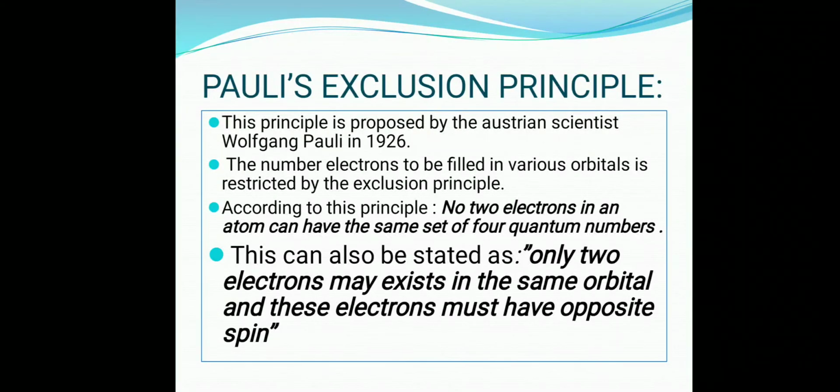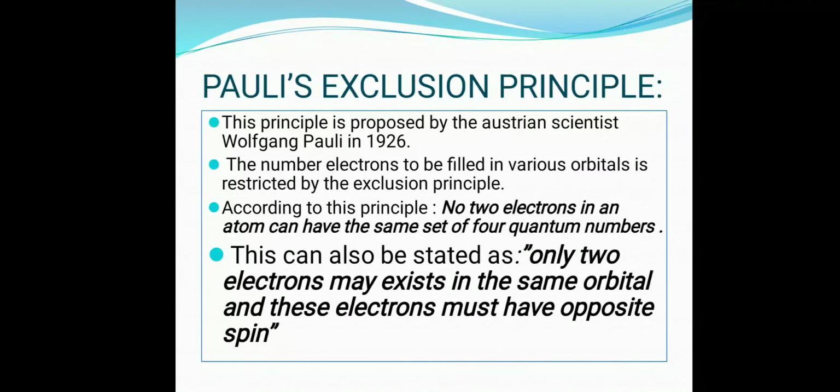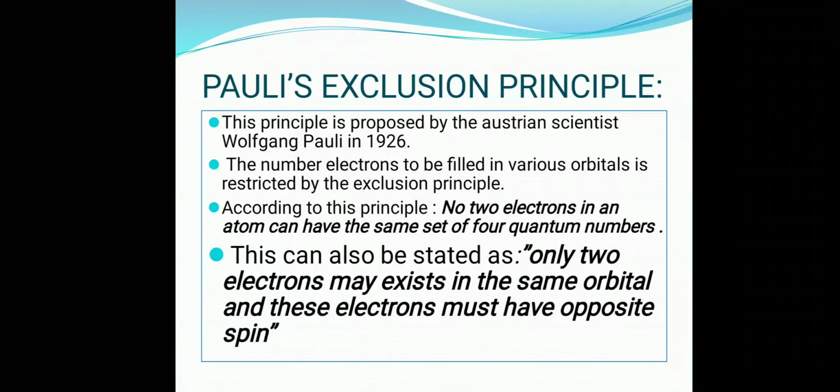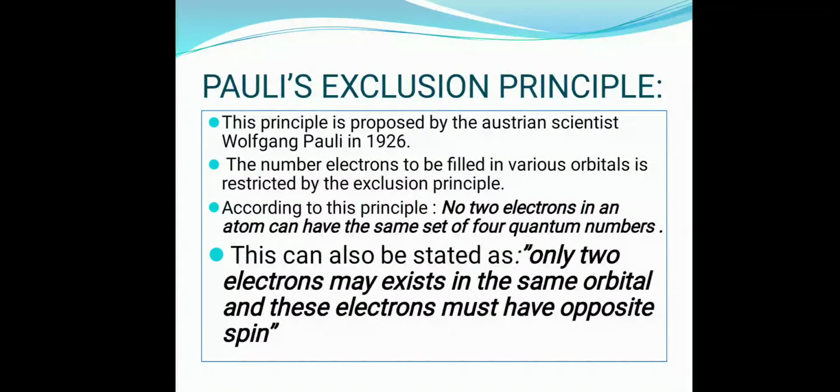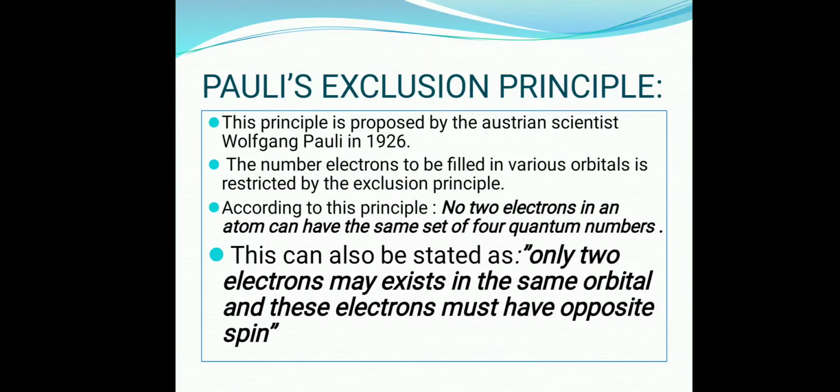The restriction imposed by Pauli's exclusion principle on the number of electrons in an orbital helps in calculating the subshells. Means this helps in calculating the subshells in an orbital. This principle can also be stated as: only 2 electrons may exist in the same orbital and these electrons must have opposite spin.